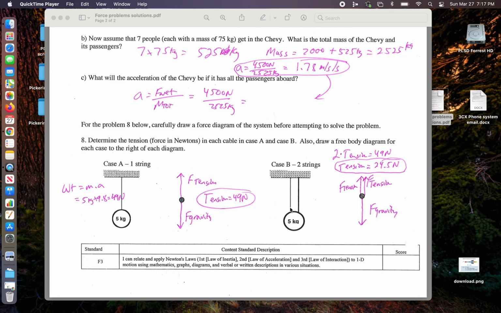Here, I've got two strings holding this up. So basically, twice the tension would equal 49 newtons. That tension would equal about 24.5 or 25 newtons. Notice I'm showing two forces acting upward because there are two separate strings.